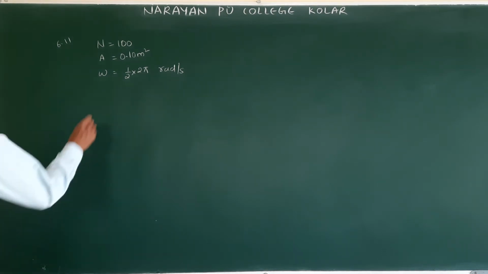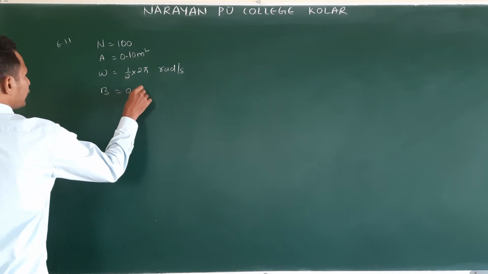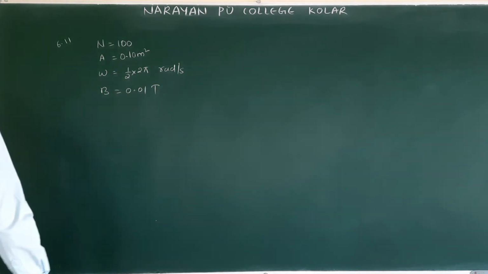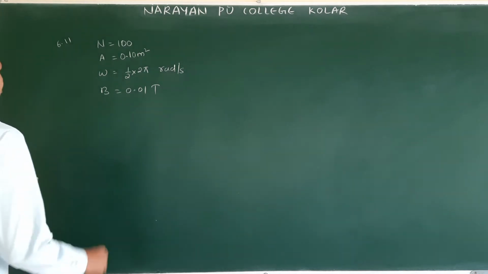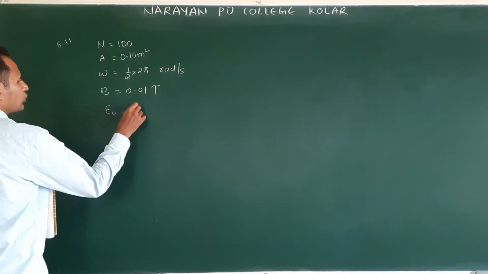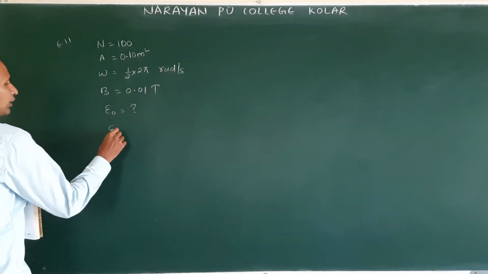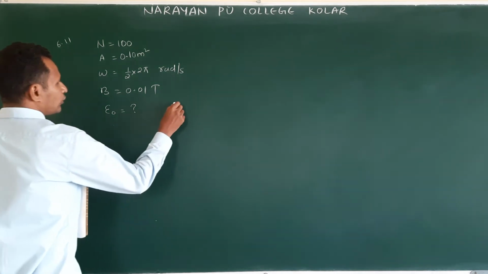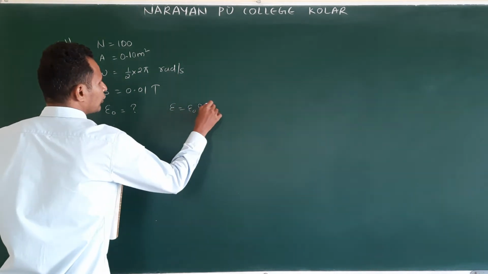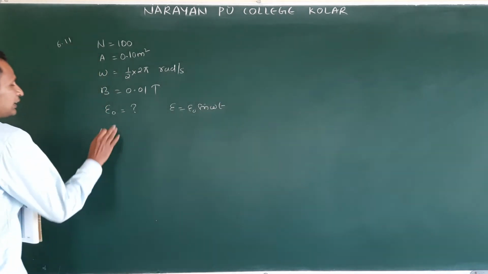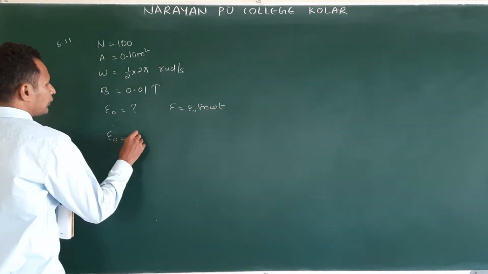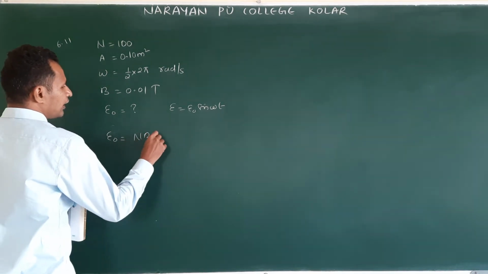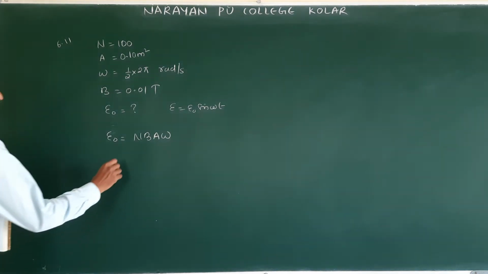Next, placed in a uniform magnetic field B equal to 0.01 Tesla, perpendicular to the axis of rotation of the coil. What is the maximum voltage generated in the coil? Maximum voltage means E naught. What is the E naught formula? Don't use E equal to E naught sin omega t, but they are asking E naught. So E naught is equal to N B A omega. Substitute the values.